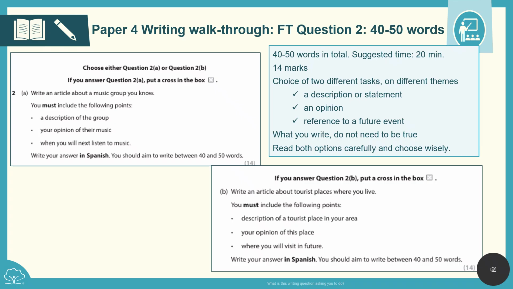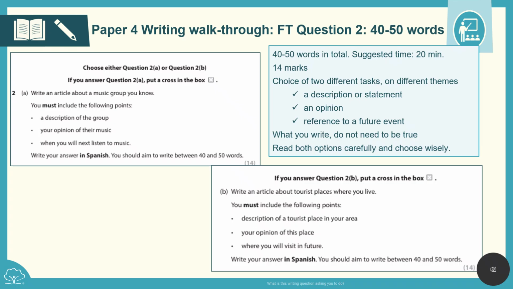Okay. Then if you look at the second one, 2B, is about write an article about tourist places where you live, description of a tourist place in your area, your opinion on this place, where you will visit in the future. I think if I look at the second one and it's about touristic place, maybe you have more knowledge about tourism, maybe you have more knowledge about how to describe a touristic place. Maybe for you it's easier to say where would you like to go in the future, as in a place to visit. So take in consideration what you know more about, what you feel more confident about before choosing either A or B.